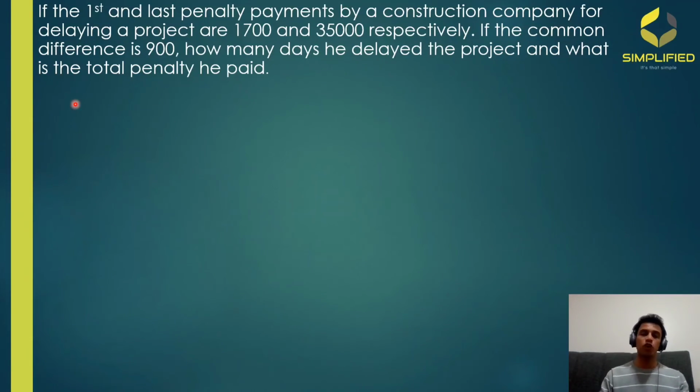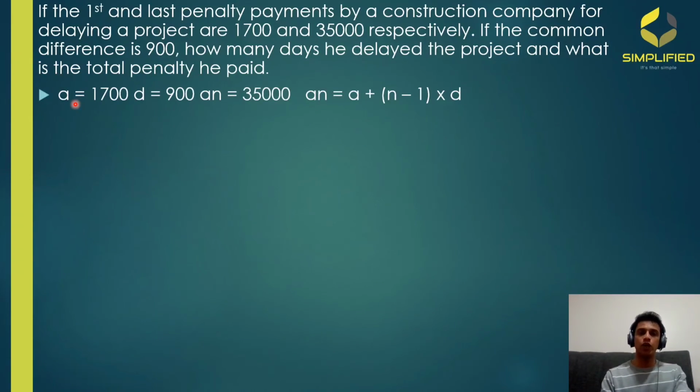So first of all, we are going to write down everything we know. The first value, or A, is equal to 1700, AN is equal to 35,000, and the common difference is 900. When you substitute all these three values into the equation of arithmetic progression, you will get the value of N, which of course we need to find out.